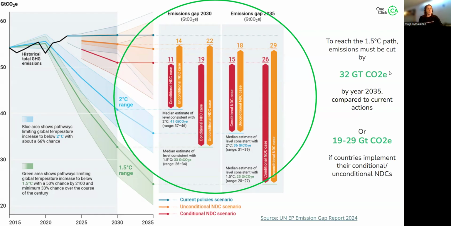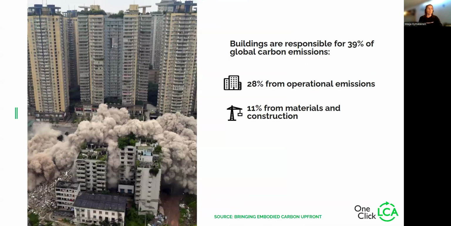But it seems that we have to cut about or over 50% of our current emissions to be able to reach the 1.5 degree path by the year 2035. Or a bit smaller amount if these kind of NDCs are going to be implemented. But still, it's a very big amount of carbon that needs to be cut.